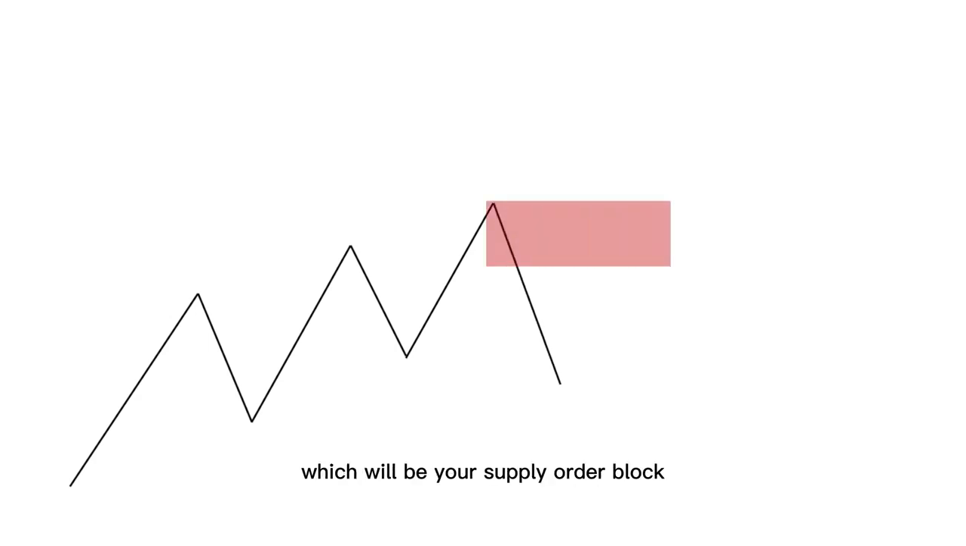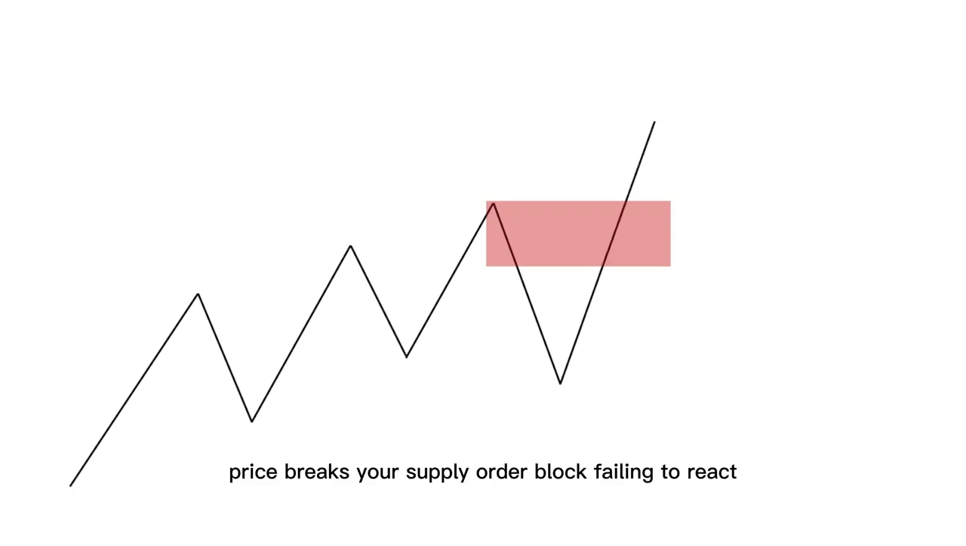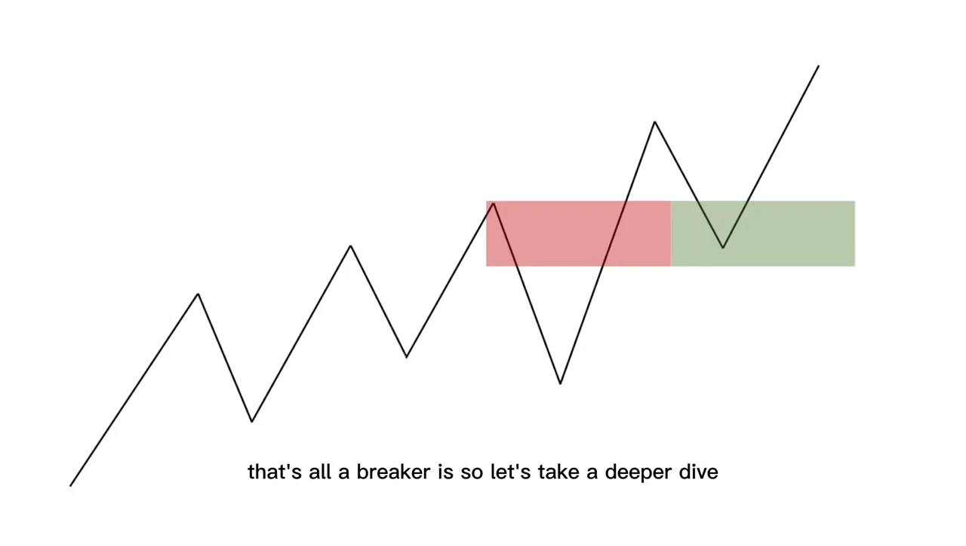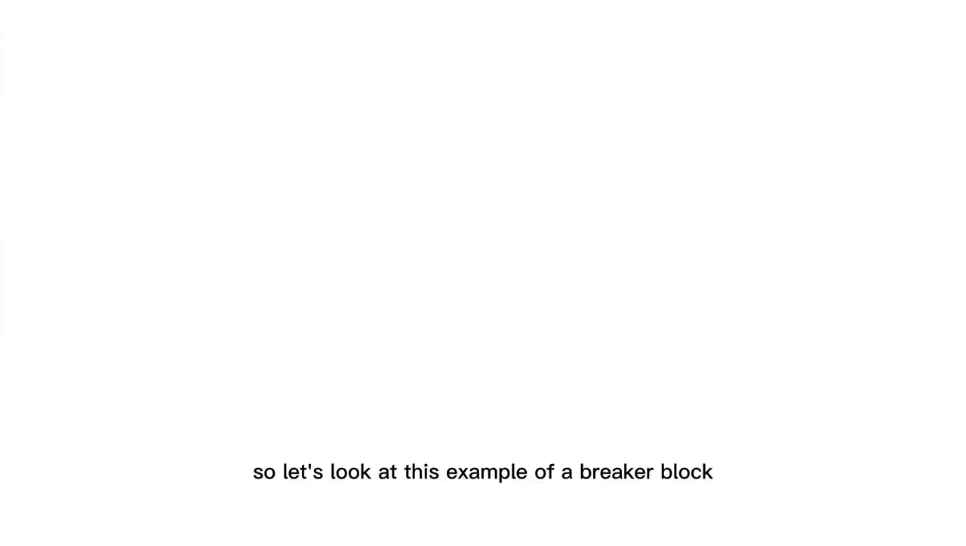So what is a breaker? So here you have your supply zone, which would be your supply order block. Price breaks your supply order block, failing to react. So now this supply zone is now a demand zone. So now what you're waiting for is for price to approach that demand zone and reject. That's all a breaker is. So let's take a deeper dive. So let's look at this example of a breaker block.